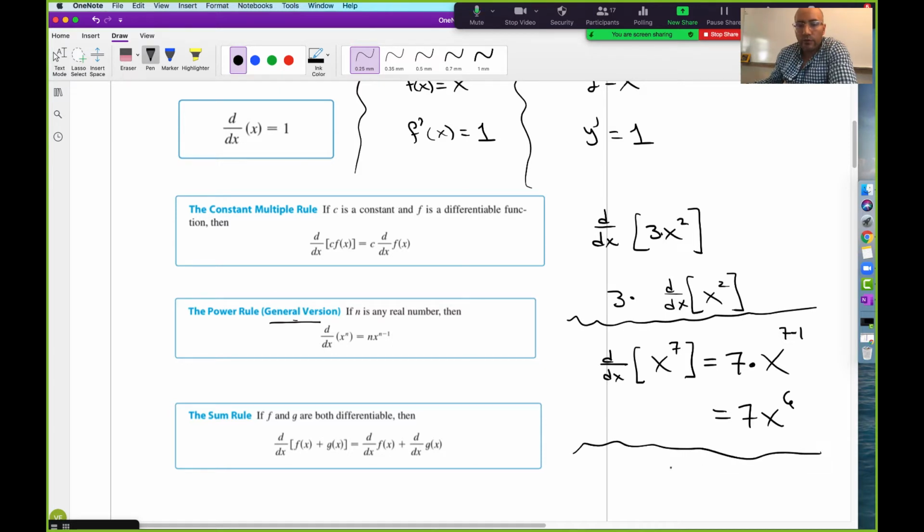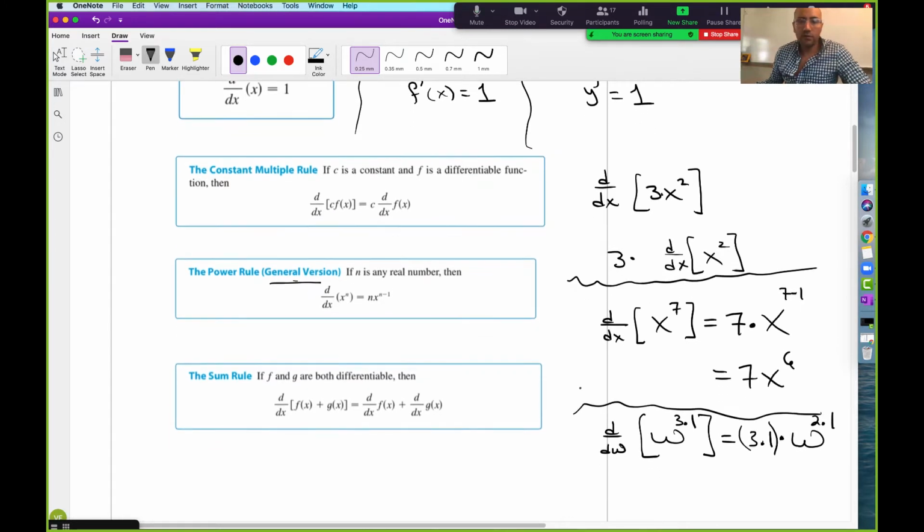So for example, we can also have the derivative with respect to, let's change the letter, x is used too much, say w, of the function w to the 3.1 power. According to that property, it's going to be 3.1 times w to the power of 2.1. We just follow that pattern, and that's how we get the power rule. Any questions? So far we're good?